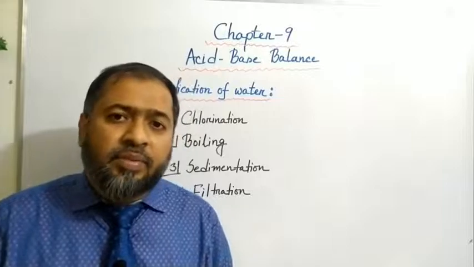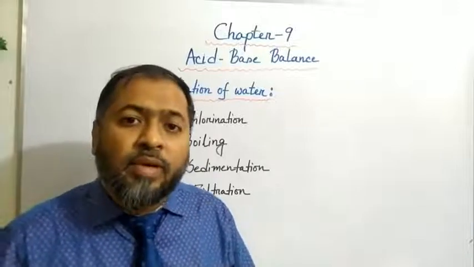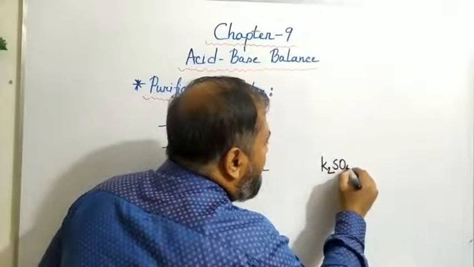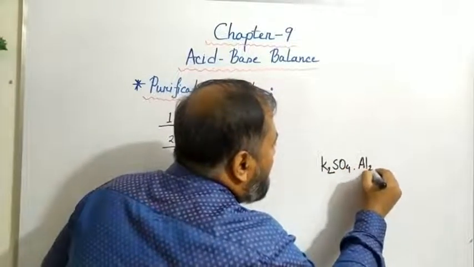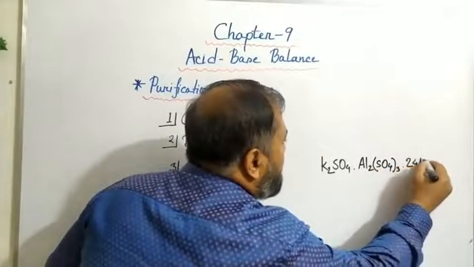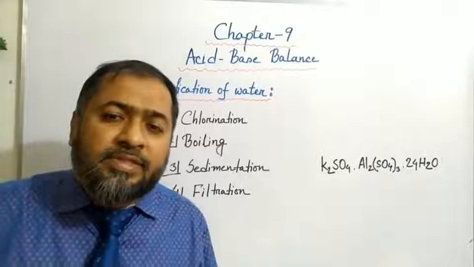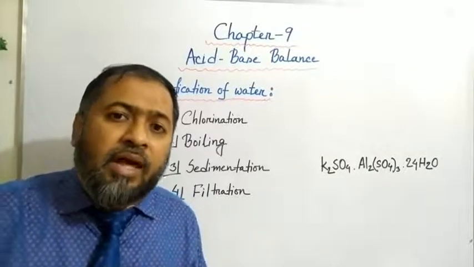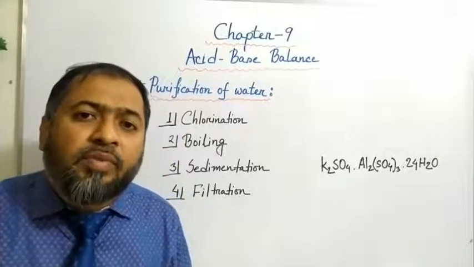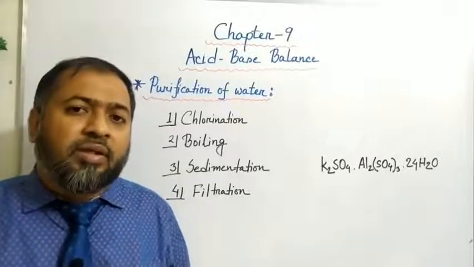This is another method. In the sedimentation process, we add alum in water. So what is the formula of alum? You can see: potassium sulfate, aluminum sulfate with 24 molecules of water. This is alum. When we add alum in water and keep the water for half an hour, this alum with all the impurities sediments at the bottom of the container. By taking the upper layer of water, we can get pure water.